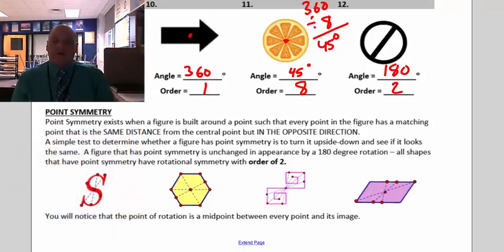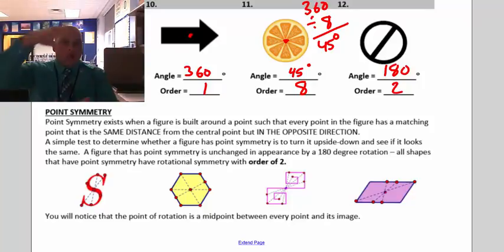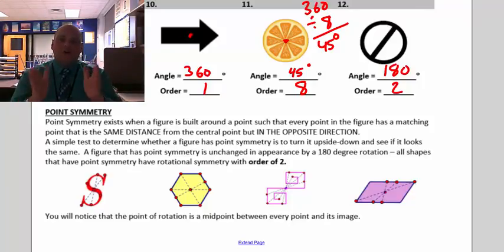And the last thing I want to talk about here quickly is point symmetry. Point symmetry exists when a figure is built around a point such that every point in the figure has a matching point that is the same distance from the central point, but it's in the opposite direction. An easy way to test for point symmetry is, it's very simple. You rotate it upside down. If it has a 180-degree rotation, it has point symmetry. So that's the best way to do point symmetry, is basically rotate your paper upside down. Does it look exactly the same? Then yes, it has point symmetry.